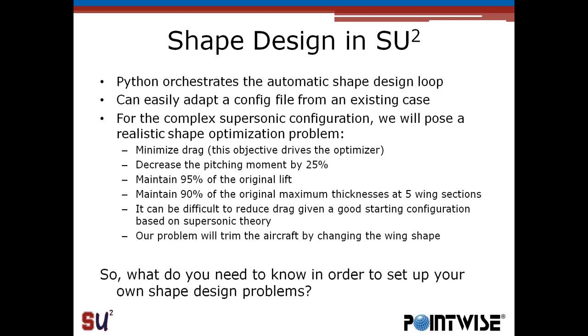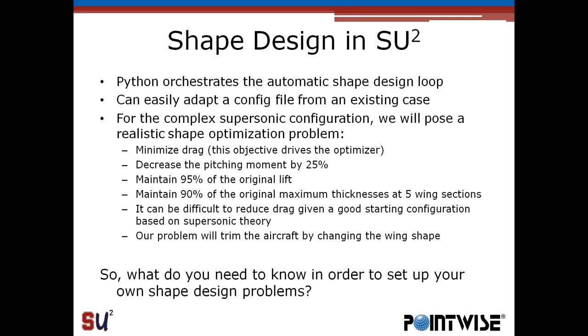And to talk a little bit about the problem we're posing today, we want to pose a realistic shape optimization problem for this complex supersonic configuration. So the specific problem we're posing today is to minimize the drag. This is the objective function that's going to drive our optimization process. We're going to impose some aerodynamic constraints. So we're going to decrease the pitching moment by 25%. We want to maintain 95% of the original lift. And we're also going to impose some geometric constraints, so some thickness constraints at 5 different sections of the wing, so 5 different cuts. And we're going to want to maintain 90% of the original maximum thicknesses. So it's kind of a minimum thickness constraint, really.